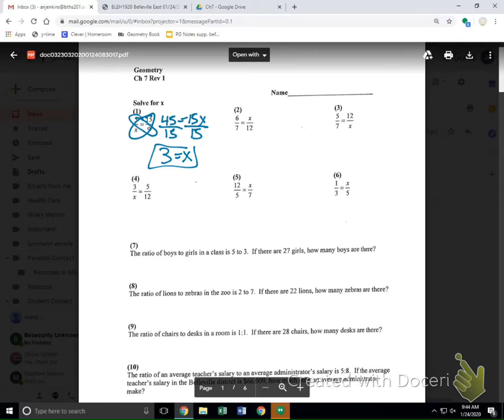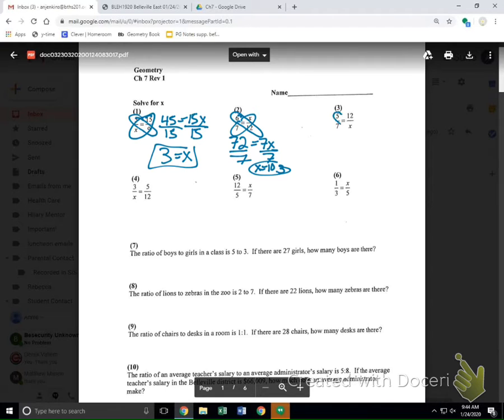Our second one up is the same idea. We're going to do 6 times 12. What's 6 times 12? 72. And then 7 times x is going to give me 7x. We're going to divide by 7. X equals 10.3. It's close. Okay, we're in the ballpark.